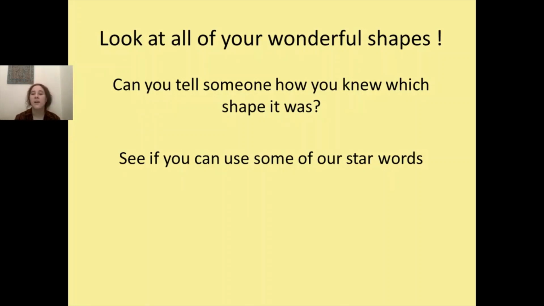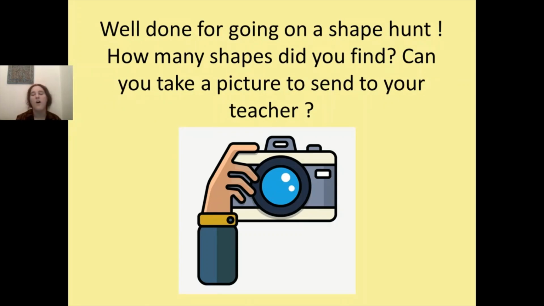Now, if you would like to continue looking for shapes all around your home, you can do that, and maybe you could create little groups of all the different shapes. Once you have done this, don't forget to take a picture of all your shapes and send it to your teacher's email. Remember to write your name, your teacher's name, and the class that you are in the email so that we know who has sent us these brilliant shape pictures.